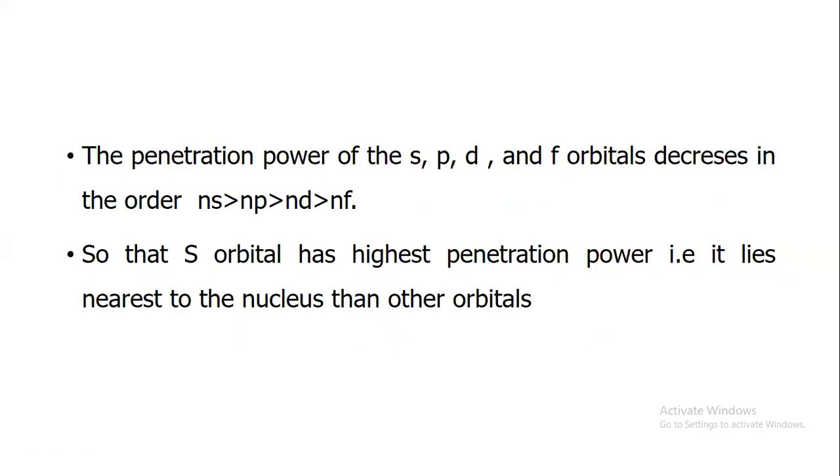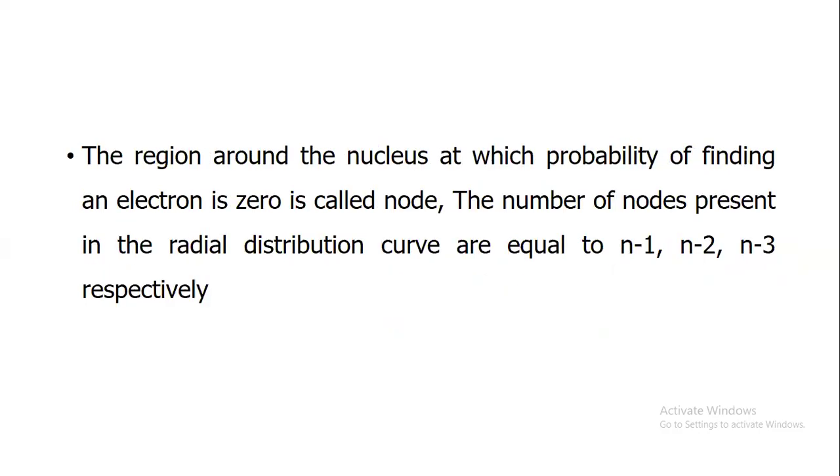The penetration power of the s, p, d and f orbitals decreases in the order ns, np, nd, nf, so the s orbital has the highest penetration power, that is, it lies nearest to the nucleus compared to the other orbitals. The region around the nucleus at which the probability of finding an electron is 0 is called a node, and the number of nodes present in the radial distribution curve is equal to n minus 1, n minus 2, and n minus 3 respectively.